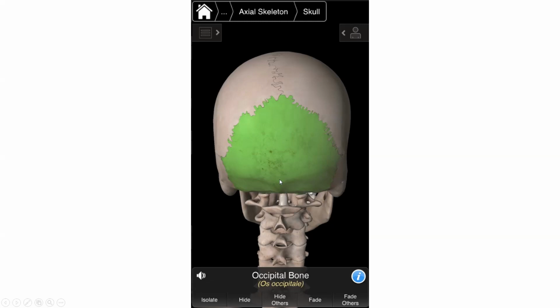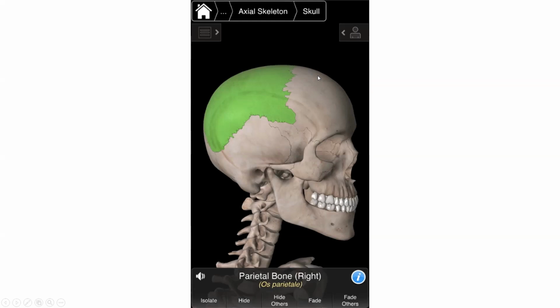So again, the occipital lobe of the cerebral cortex underlies that. So that's your occipital bone, and again, like I said, the sutures here are pretty obvious, and you can see the suture there between the occipital bone and the parietal bone.